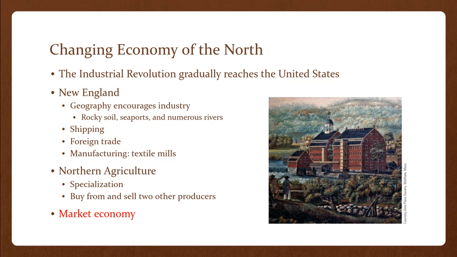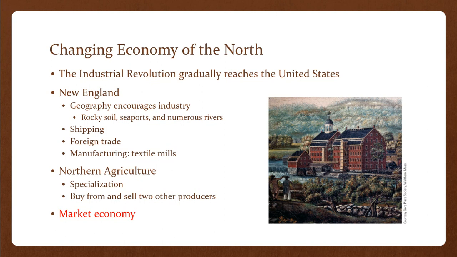Geography. The rocky soil prevented any sort of large scale agricultural production, the seaports allow for shipping and foreign trade, and the rivers would help power the factories that allowed for things like textiles, clothing to be produced in mass.